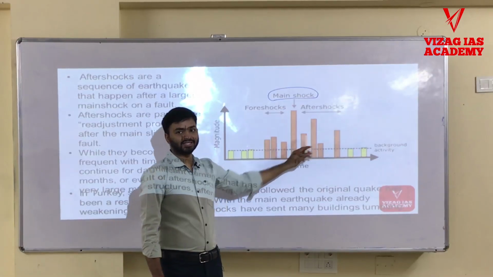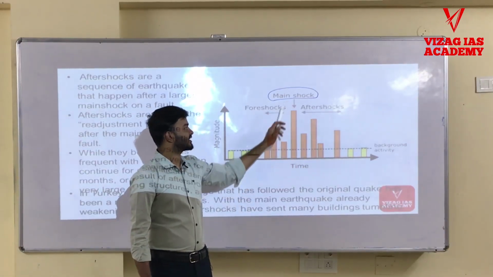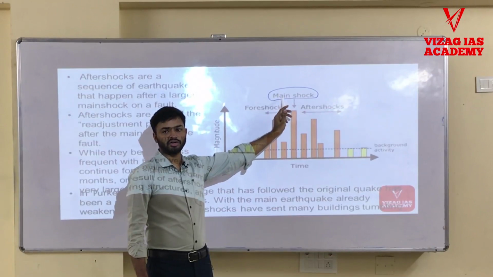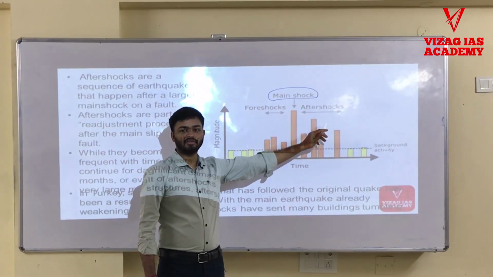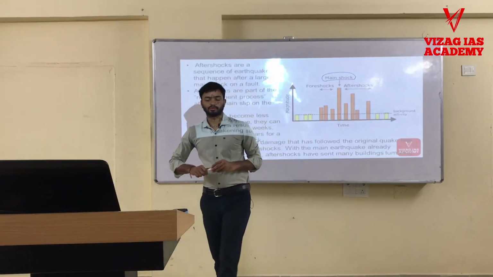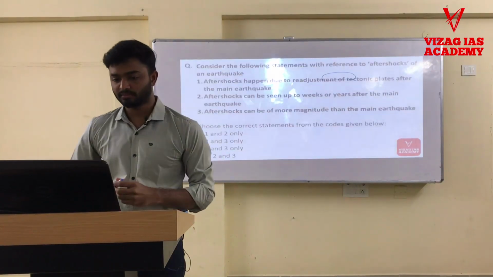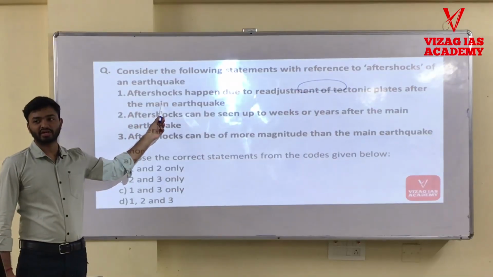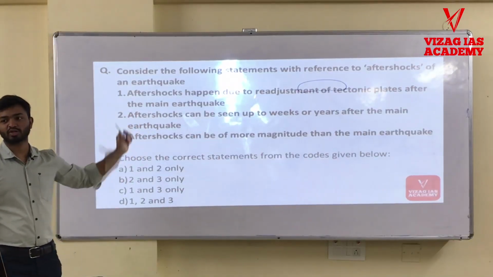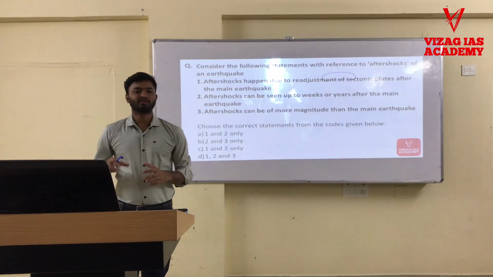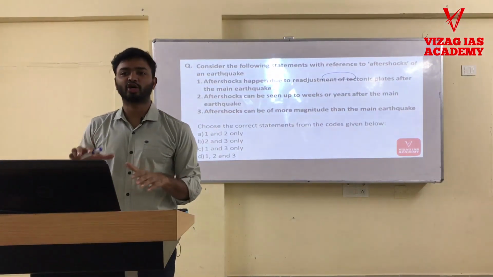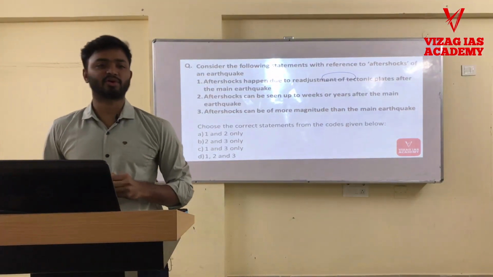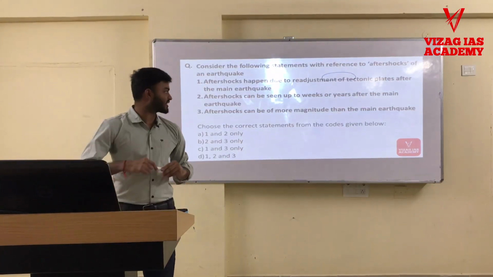Generally the earthquake with the largest magnitude is considered the main shock, whereas aftershocks have a lower magnitude. Aftershocks happen due to readjustment of the tectonic plates after the main earthquake. This is in fact a correct statement, because once the main earthquake happens, the plates are once again getting back to the normal position. So there is a readjustment process happening. So this is the correct statement.